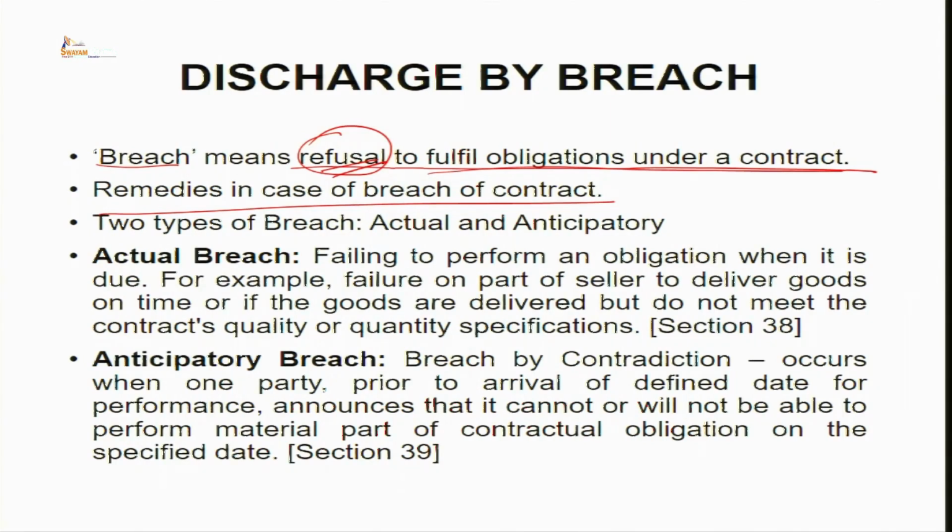So the remedies are in three sets. The first set of remedies is provided under the Indian Contract Act of 1872 itself. The second set of remedies is provided under the Specific Relief Act of 1963, and the third set of remedies is common law remedy.